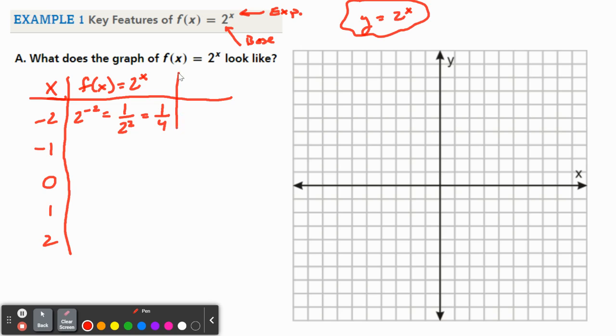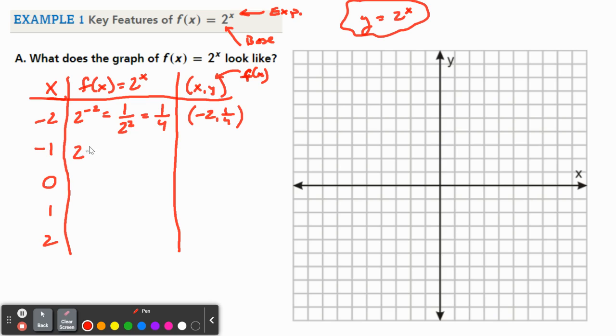So then, and I'll continue on in a second, my last column is going to be my ordered pair column, right? X comma y. Remember that y is just the f of x, so what we just got here, right? So x comma y, but your y is f of x. So this ordered pair would be -2 and then 1/4. All right, let's continue on.